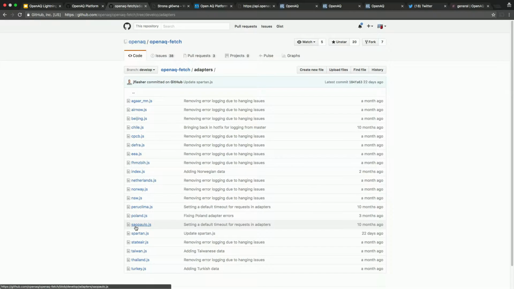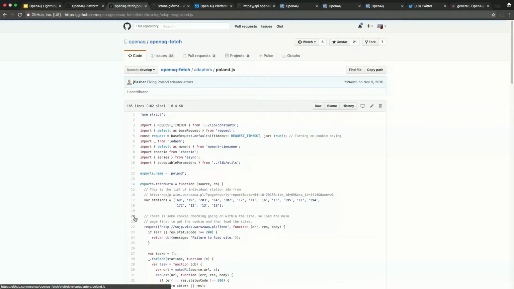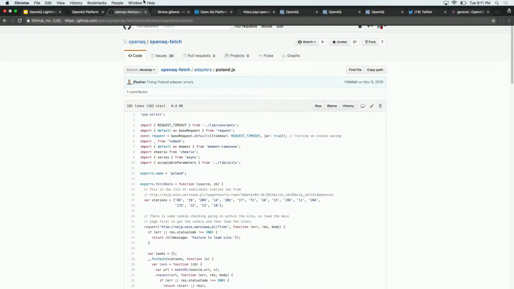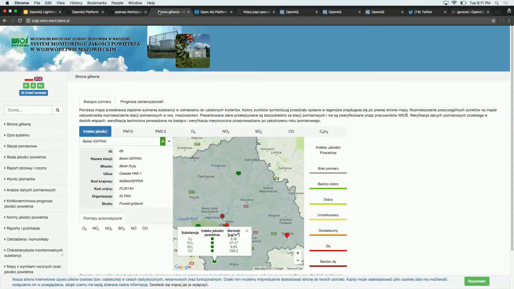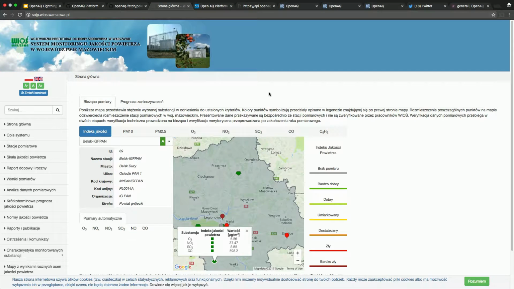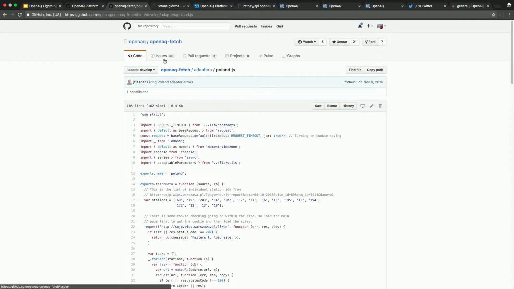So just for example, Poland, this is just the simple adapter that's written to take this website, which is really, really unintelligible to me, but allows for OpenAQ to have access to all the data from this government Polish website. So the fetch step, and really some of the coolest work I think on this project comes from that.